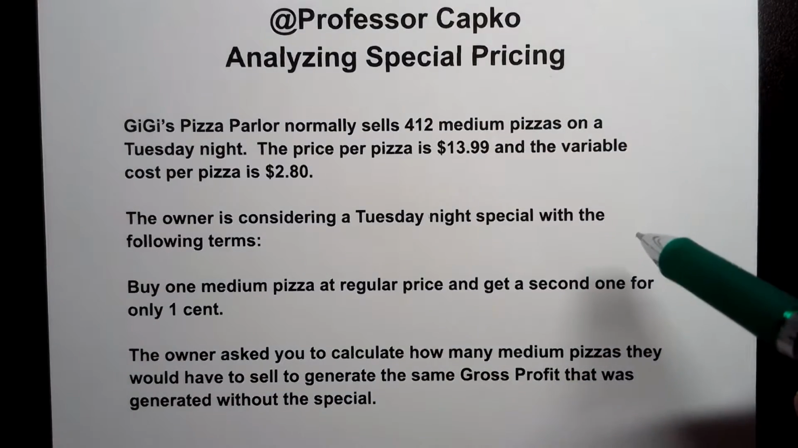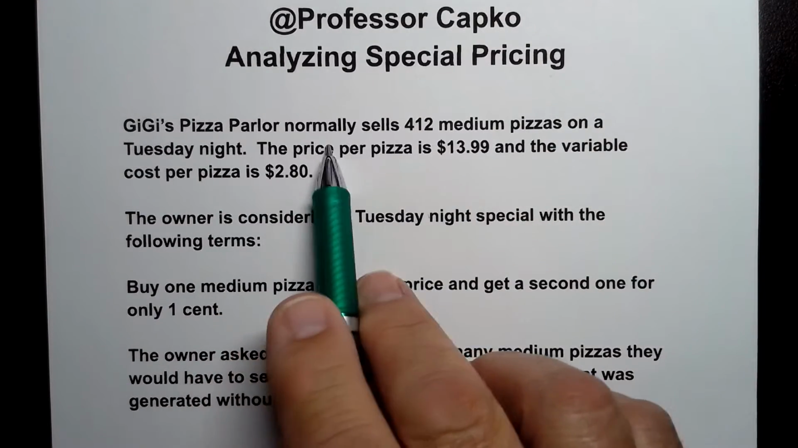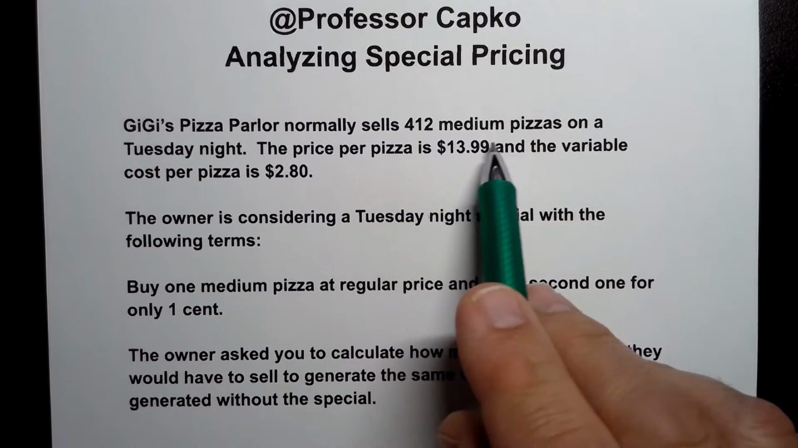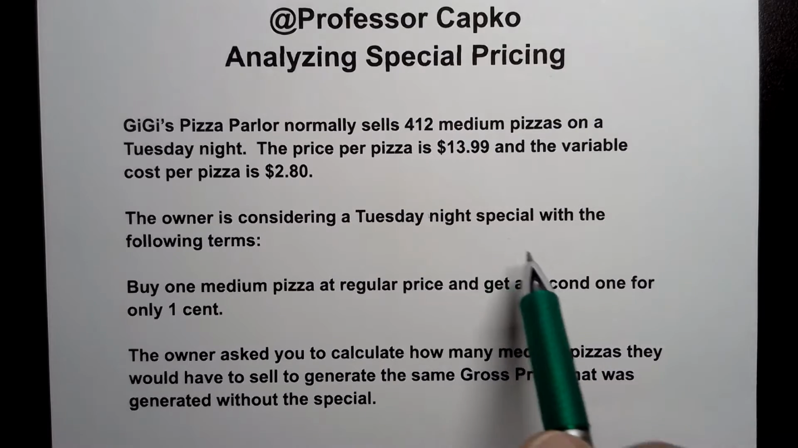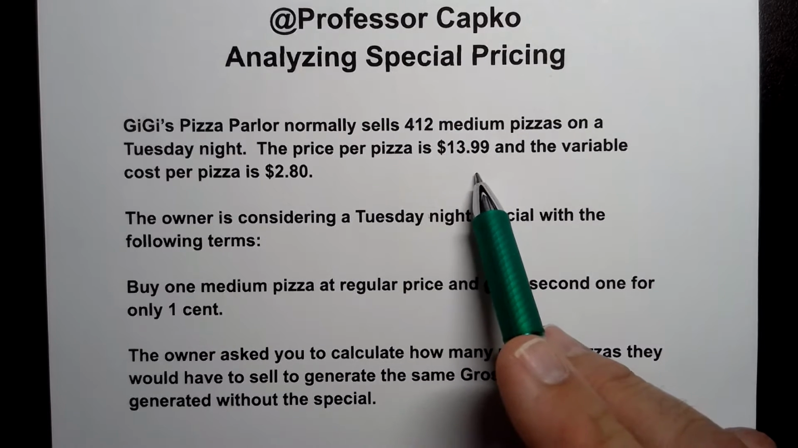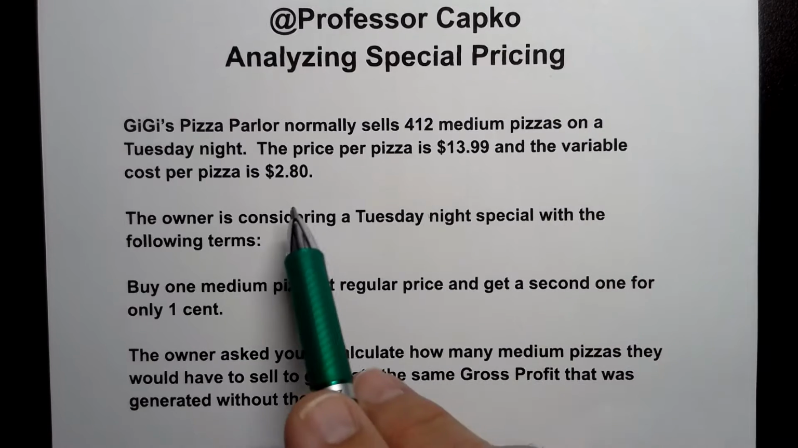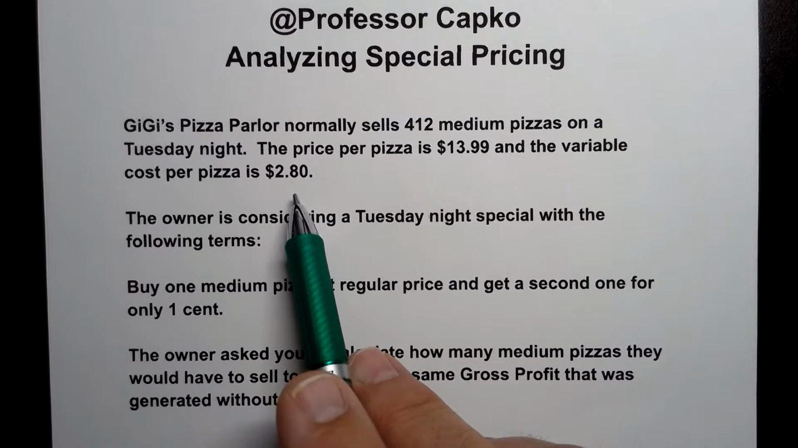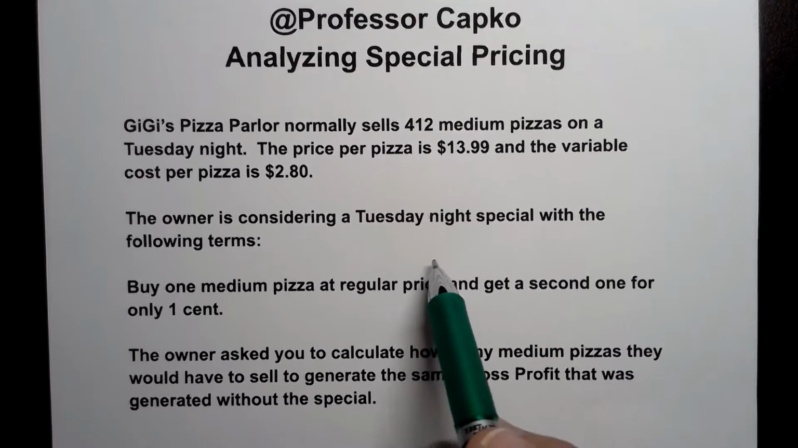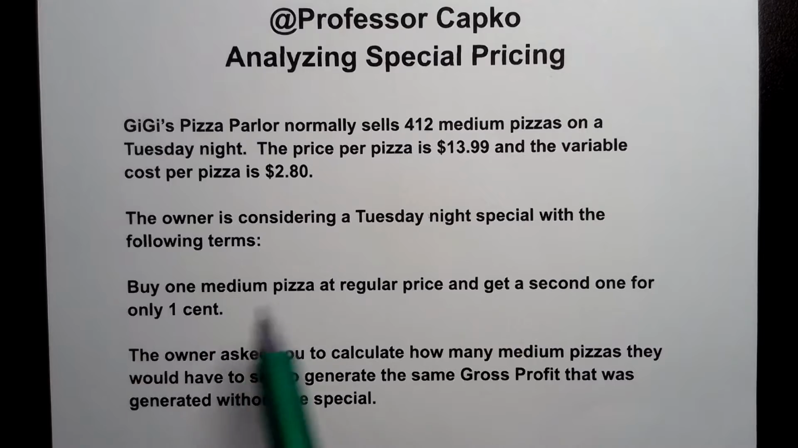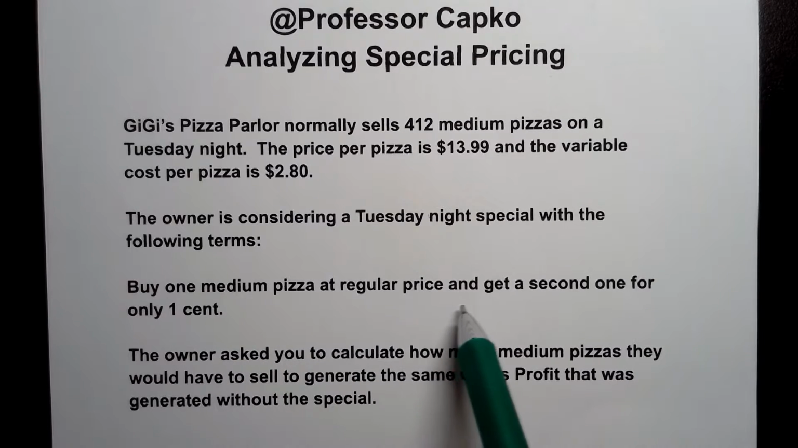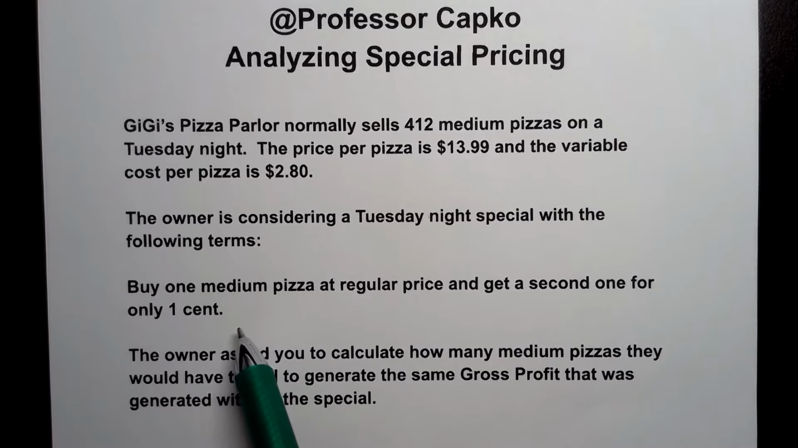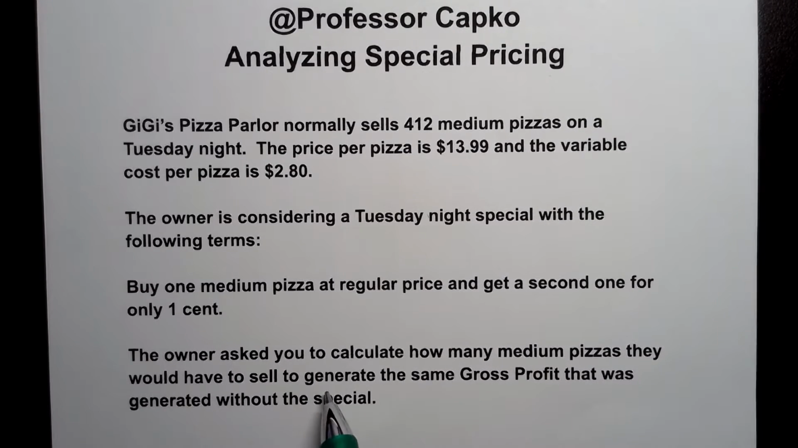Let's take a look at this example here. We've got Gigi's Pizza Parlor, and they normally sell 412 medium pizzas on a Tuesday night. The price per pizza is $13.99, and the variable cost per pizza is $2.80. The owner is considering a Tuesday night special with the following terms. Buy one medium pizza at regular price and get a second one for only 1 cent. The owner asked you to calculate how many medium pizzas they would have to sell to generate the same gross profit that was generated without the special.